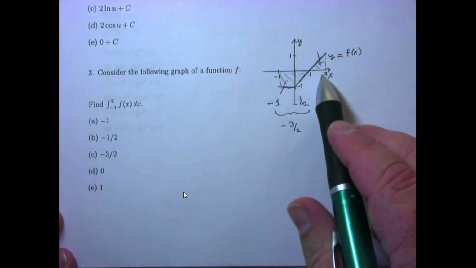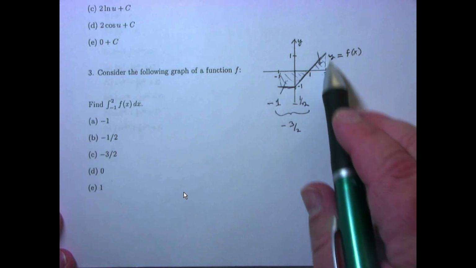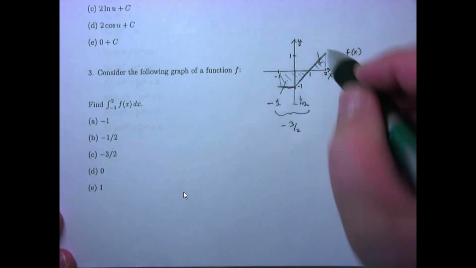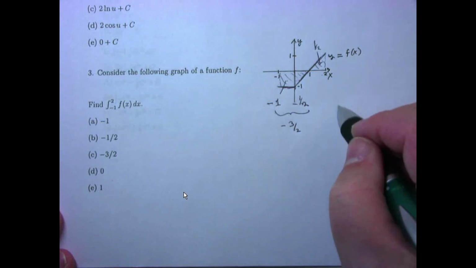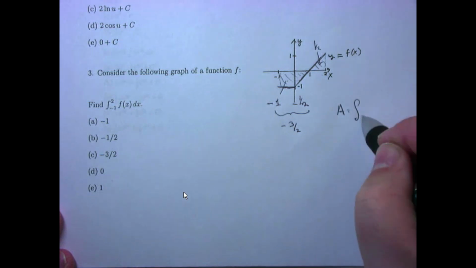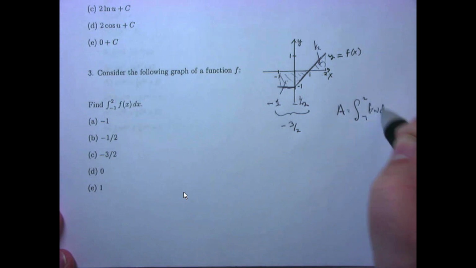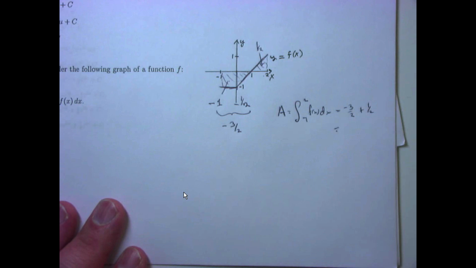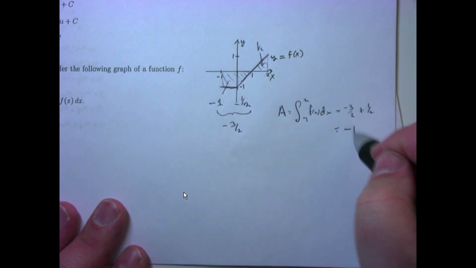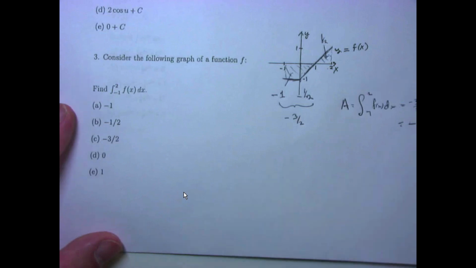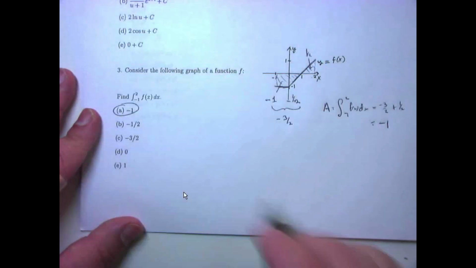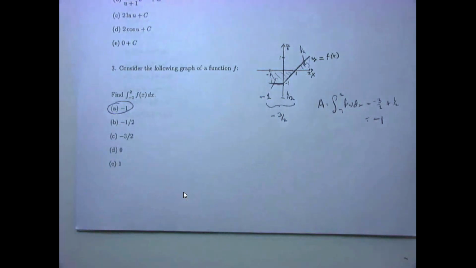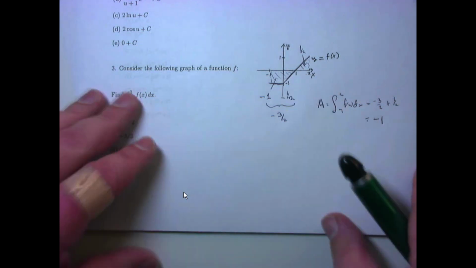However, this is above the x-axis here, so this area would be 1/2 base times height, make a little triangle here. 1 by 1 is 1, a half of that is a half. So the total area, which is the integral from -1 to 2 of f of x dx, will be the area of the negative part, which is -3/2, plus the area of the positive part, which is 1/2. And what is -3/2 plus 1/2? -1. So the answer to this problem is A, -1. Area under the curve. And if it's below the x-axis, it's considered negative. This is more of a geometric kind of problem.